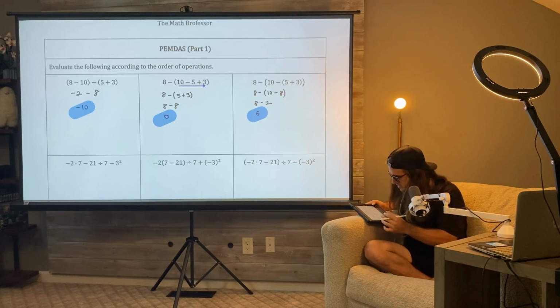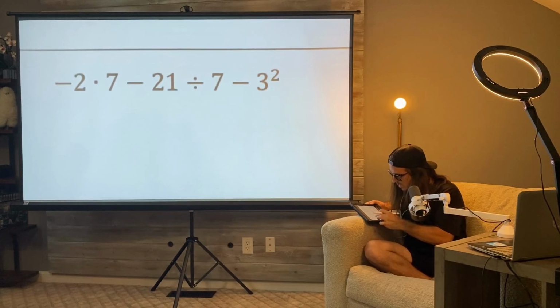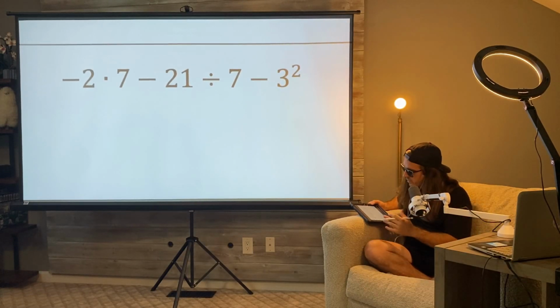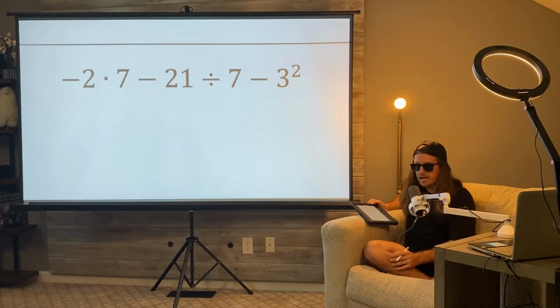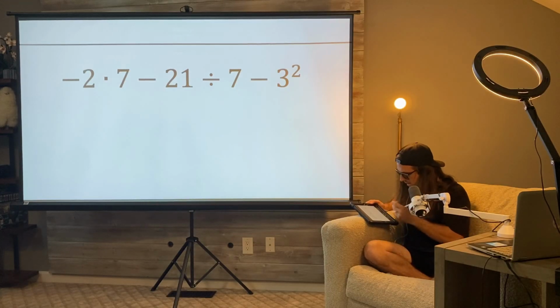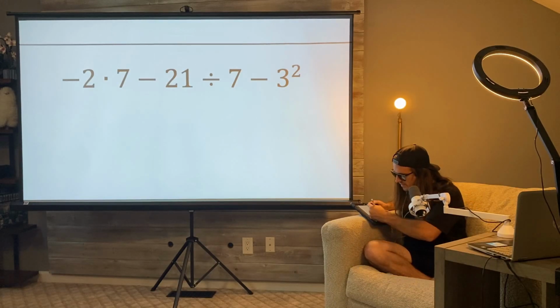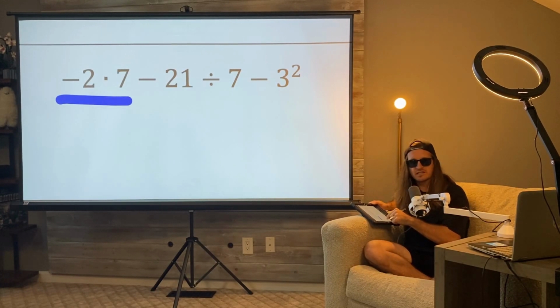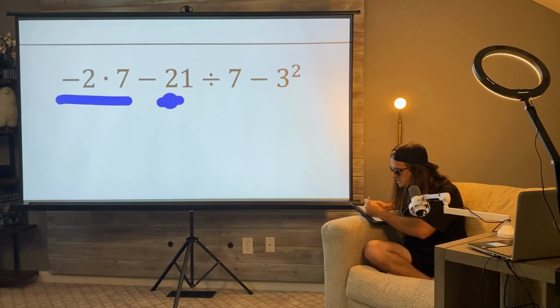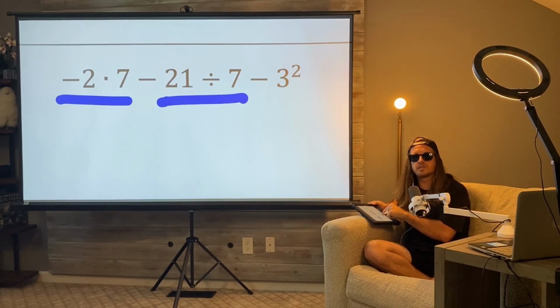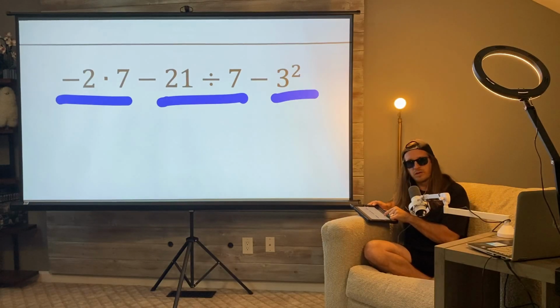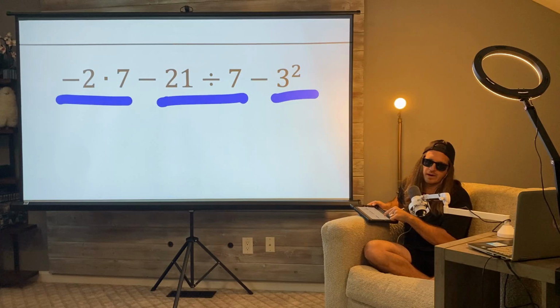Same thing's going to happen here in the second row. All right, no parentheses, so we can do exponents next. Here's another thing. I don't know if you'll be able to see this. Some of you might be able to see this. This negative 2 times 7 is kind of like its own little island. And this 21 divided by 7 is also its own unit. And this 3 squared is also its own unit. All three of these can be evaluated at the same time because they're separated by subtraction.